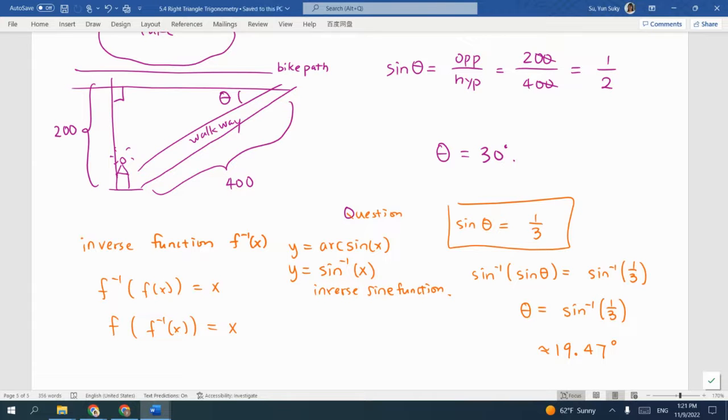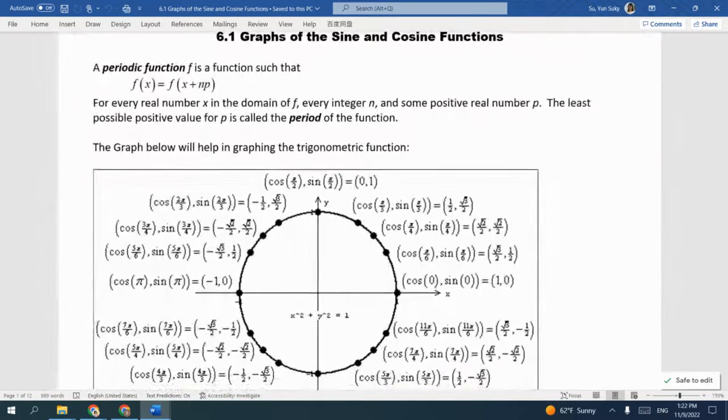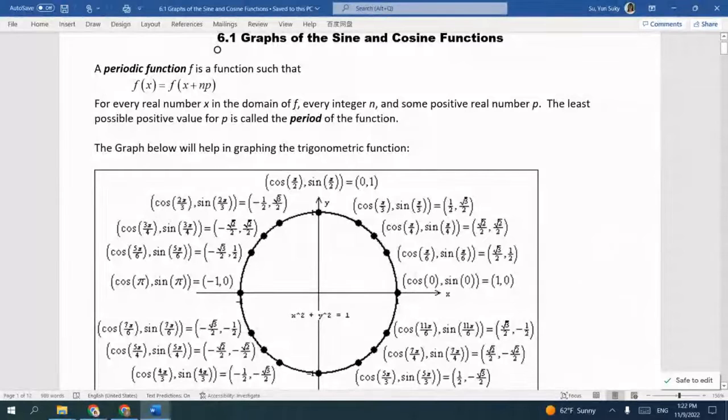We will talk about the inverse trig functions more in chapter 6. Any questions so far about 5.4? No? Okay, chapter 6. Graphs of sine and cosine functions. First, definition.